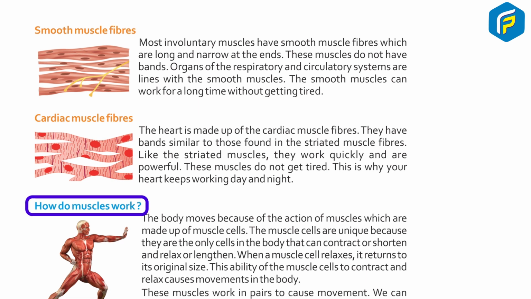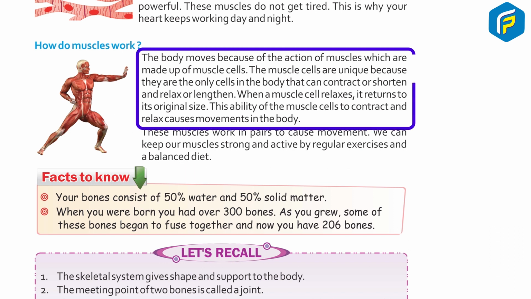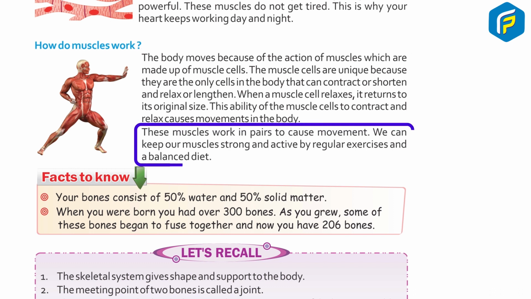How do muscles work? The body moves because of the action of muscles, which are made up of muscle cells. The muscle cells are unique because they are the only cells in the body that can contract or shorten and relax or lengthen. When a muscle cell relaxes, it returns to its original size. This ability of the muscle cell to contract and relax causes movement in the body. These muscles work in pairs to cause movement. We can keep our muscles strong and active by regular exercises and a balanced diet.